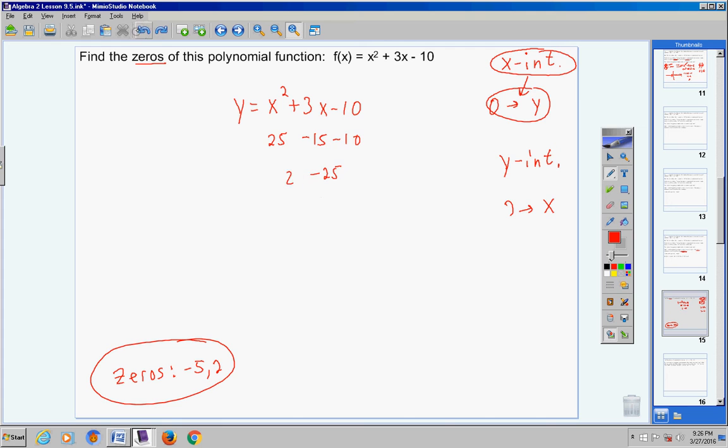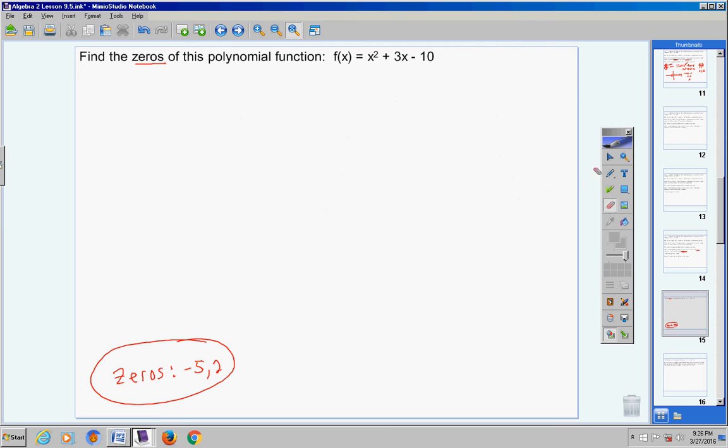A 0. Now we're going to put 2 in for x. 2 squared is 4. Put a 2 right here. 3 times 2 is 6. Positive 4, positive 6, positive 10 minus 10. Look at that. When you put in the number 2, you got out a 0. So, you found the zeros, or the x-intercepts, for this function. Pretty good. Not too bad, right?